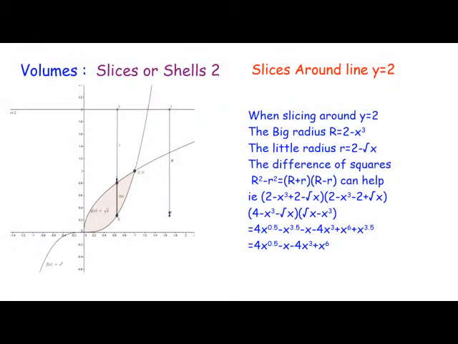So you can see here it's the line y equals 2. So those radiuses are, for the big one, 2 minus x cubed, and for the little one, 2 minus the square root of x, or x to the power of half. If we're going slices, we know we've got big R squared minus little r squared. They're going to be washers when we rotate them around.